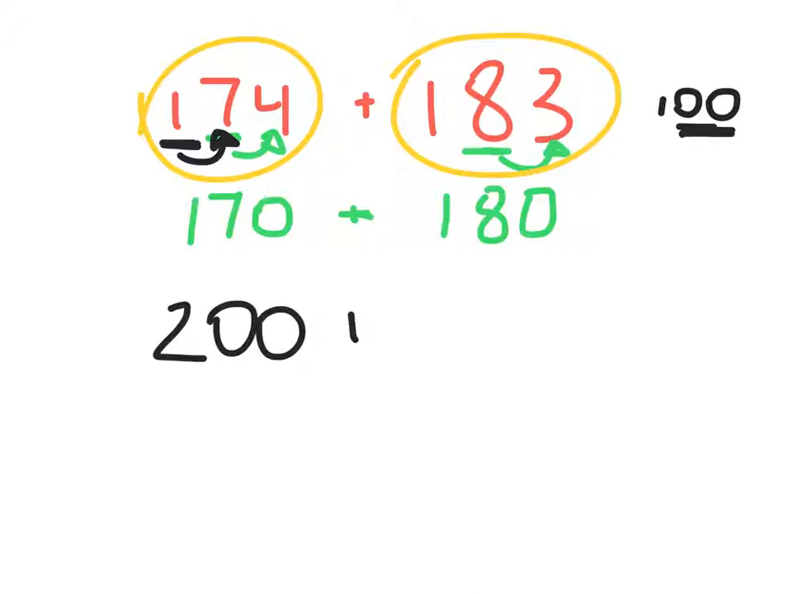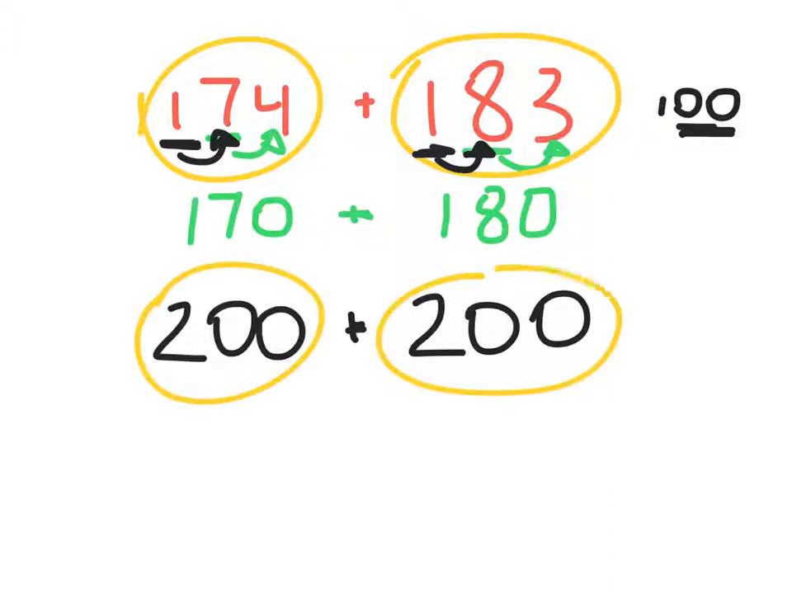And because I rounded that to the nearest 100, I should round 183 to the nearest 100. So here's my hundreds place value. I look to the right, it's an 8. That means I'm going to be rounding up. So the 1 becomes a 2, and then I add my 2 zeros. So that's okay to do as well because I rounded both numbers to the nearest 100. But if you round both numbers to the nearest 10, that's also okay.